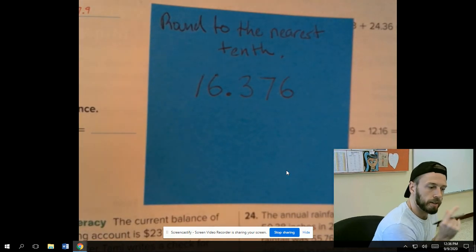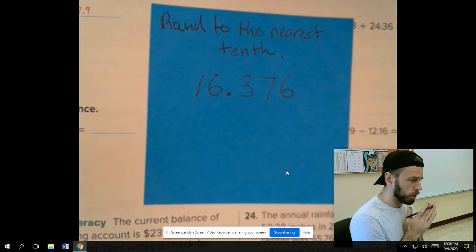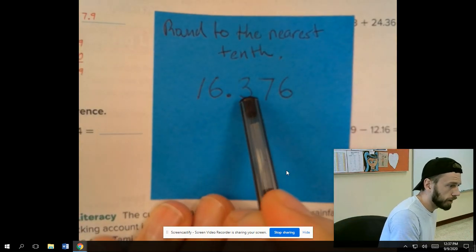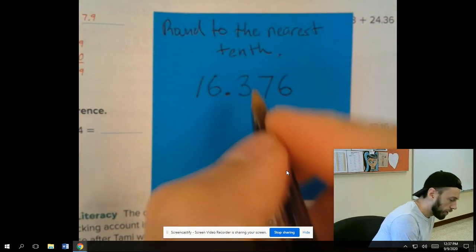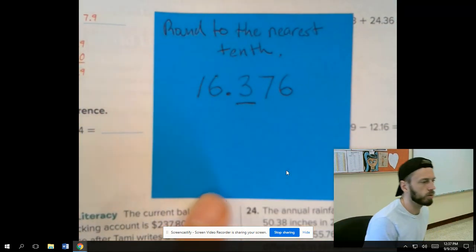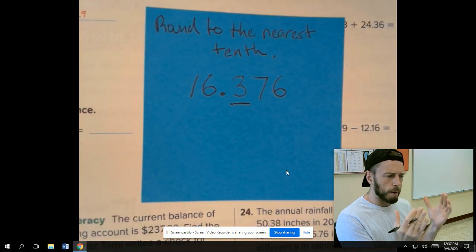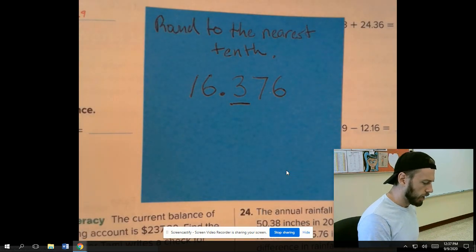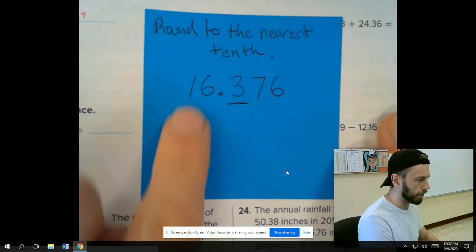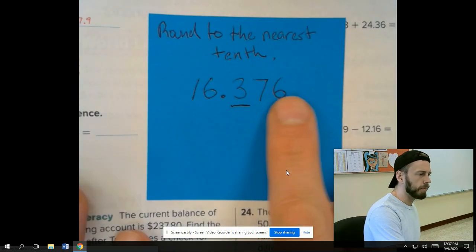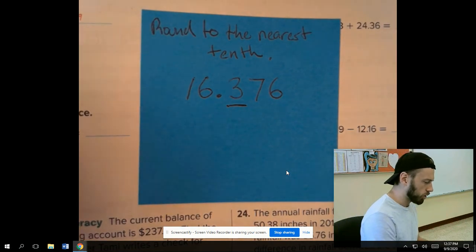So if I'm rounding this to the nearest tenth, I gotta find the tenth place. The tenth place happens to be the first place to the right of the decimal point, and the digit there is the 3, right? So my 3 is in the tenth place. I like to underline it just so I know what I'm talking about. And in order to round this, what we want to do is make this a number that's easier to understand. So essentially what I would want to do is keep everything in front of it, because these numbers really matter. But the numbers on the end we can drop off because they're kind of like small little fractional pieces that don't matter to us as much.